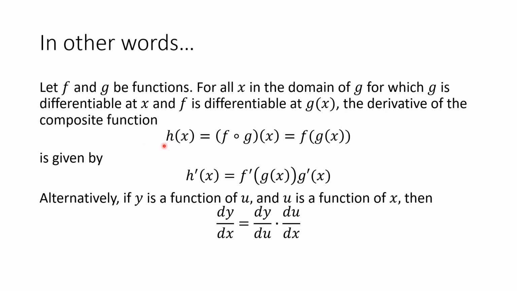So again, h of x, the derivative of h of x, h prime of x, is equal to f prime of g of x times g prime of x. So alternatively, this is our Newton notation, and this is our Leibniz notation, right? If y is a function of u and u is a function of x, then dy dx is equal to the product of dy du and du dx.